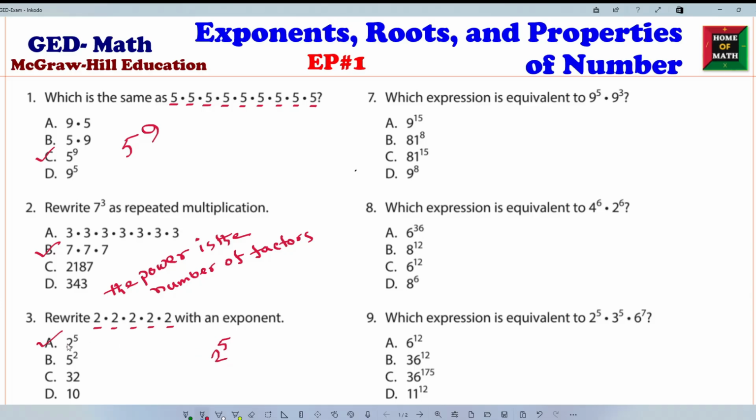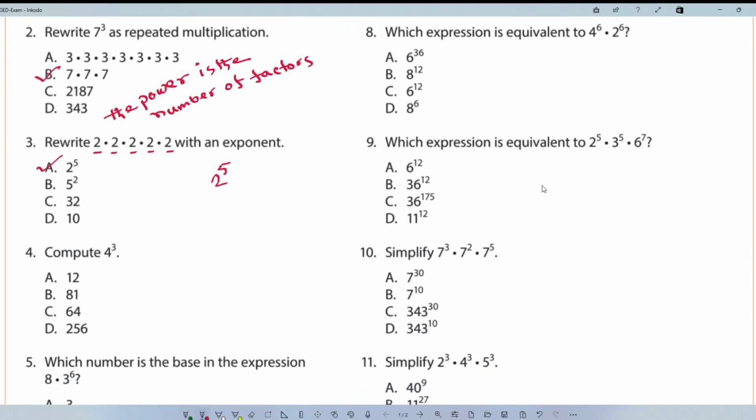Okay, hope you understand. Next, compute 4 to the power 3. 4 to the power 3 means the exponent is 3 and the base is 4. So the power is the number of factors. So we can write 4 times 4 times 4. This is 16 and 4. So 64 is our answer, number C.